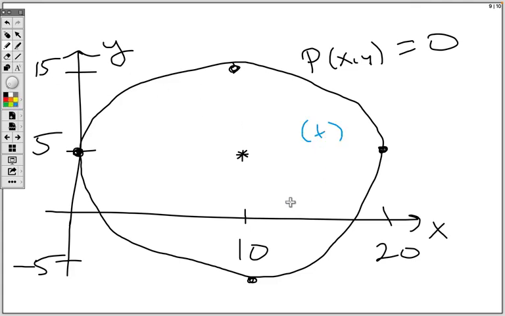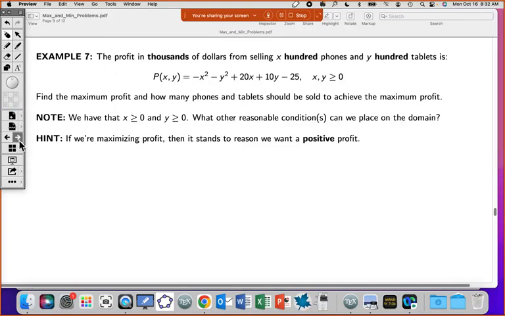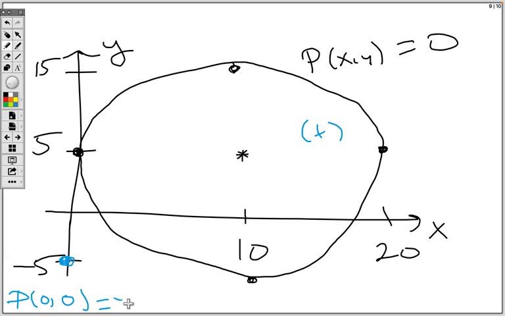And I'll leave it to you. If you pick a number outside of this, like pick 0, -5, even though it makes no sense to have a negative amount of things sold. If you pick a number down here, well, actually, we could just pick 0, 0. That's a quick one to get. If you look at P of 0, 0, you're going to get -25. So it's negative out here.